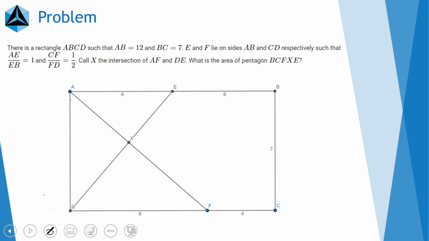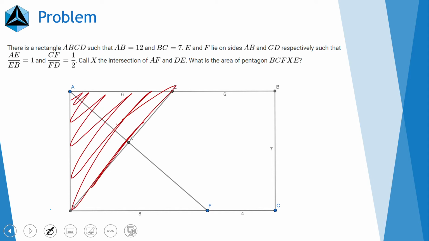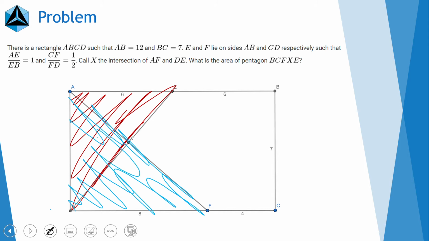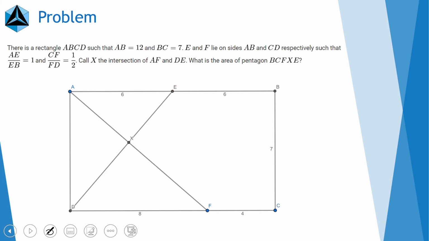Well, we can find the area of this red triangle ADE, add it to the area of this blue triangle ADF, and then subtract the area of this purple overlapped portion, and then that will give us the area of this portion. Luckily, the red and the blue triangles are easy to find.